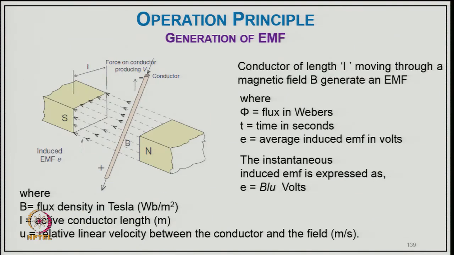Now, coming to the generation of induced EMF. Here we have a magnet excited field and we are putting the conductor here, the basic concept. A conductor of length L moving in a magnetic field B generates induced EMF, where Φ is the flux, t the time in seconds, and E is the average induced EMF in volts. The instantaneous induced EMF is expressed as E equal to B L U volts, where U is the relative linear velocity between the conductor and the field.